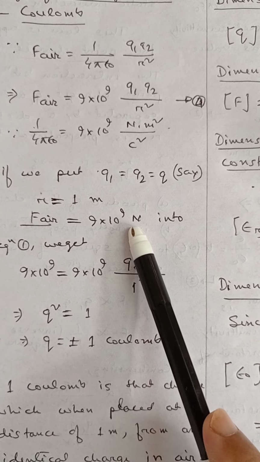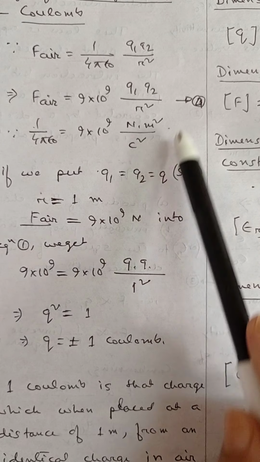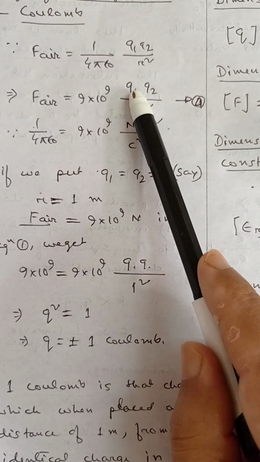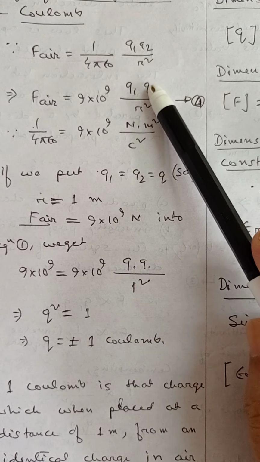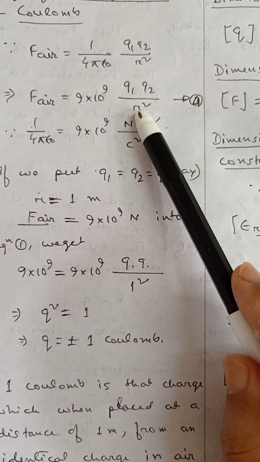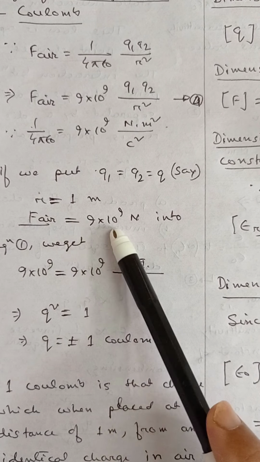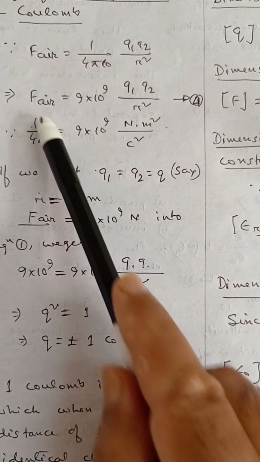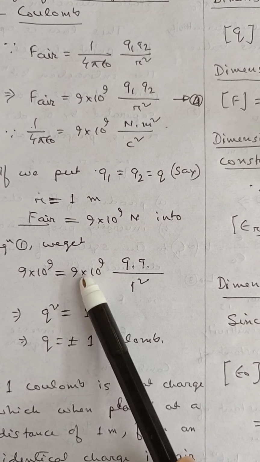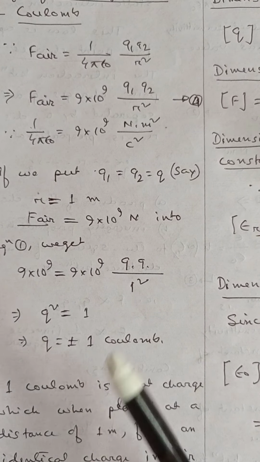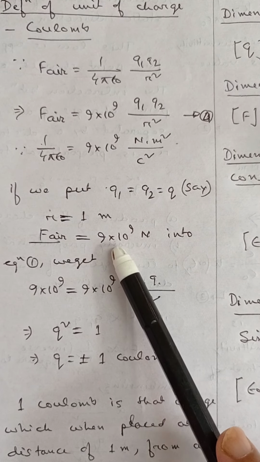You may ask one question: why is the force F air taken as 9 into 10 to the power 9 Newton? Just see equation 4. Here I put Q1 is equal to Q2, so it is Q square. R is 1 meter, so this is 1 square. This constant is there, so I have to take the force of interaction between them as 9 into 10 to the power 9. So 9 into 10 to the power 9 is equal to 9 into 10 to the power 9 Q square by 1. This and this get cancelled. So Q square is equal to 1, so Q is plus minus 1.